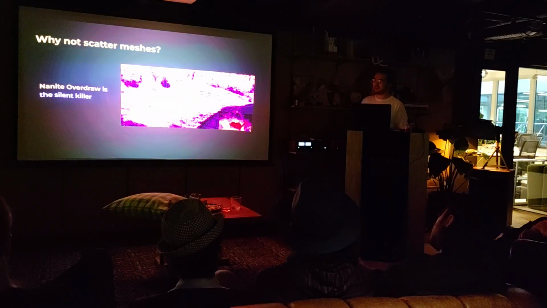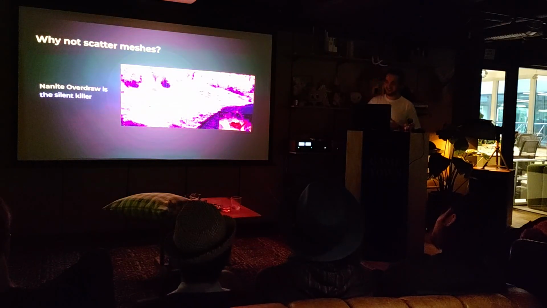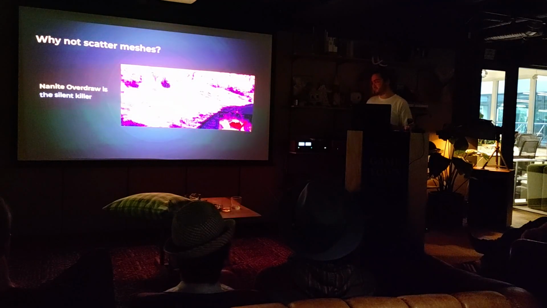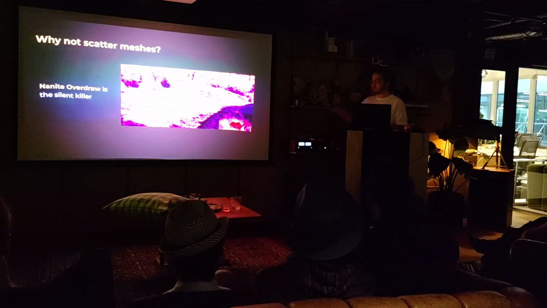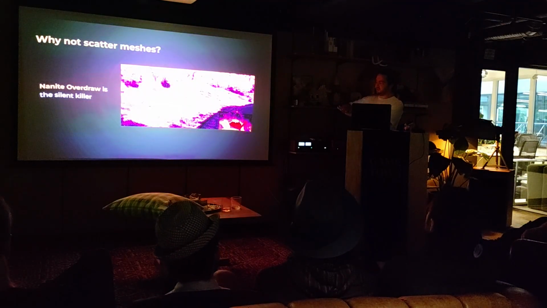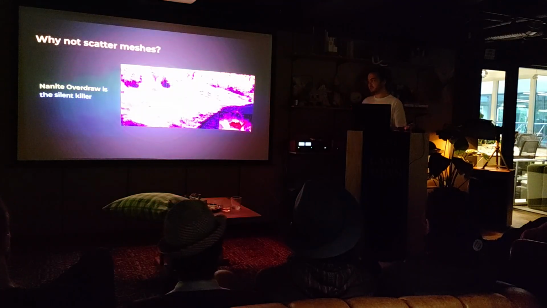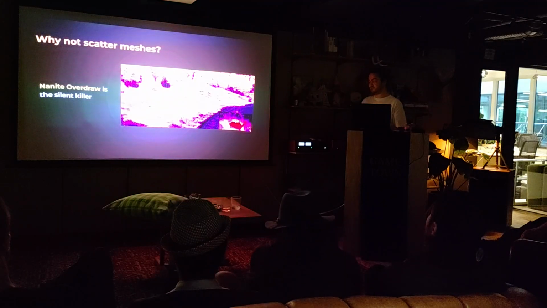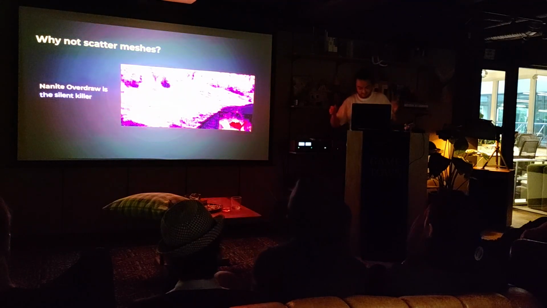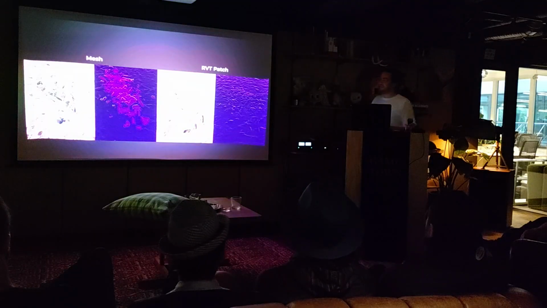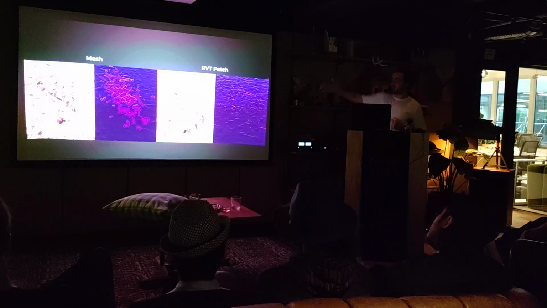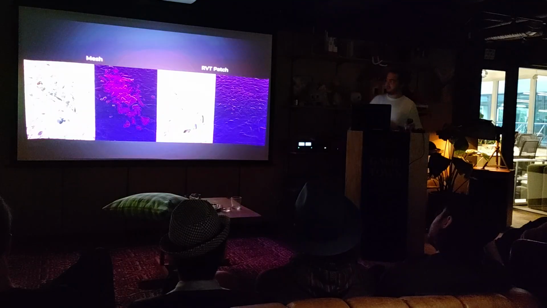So why don't I just scatter meshes around? We have nanite. Well, there is a thing called nanite overdraw. It's quite expensive, and you don't want to just put things very close to each other on top of each other. That will cause nanite overdraw, even though the materials are opaque. And of course, it'll cause nanite overdraw if you're using nanite transparent materials, which is a horrible idea most of the time. So here's a test with a mesh approach and an RVT approach. Visually, they look very similar.